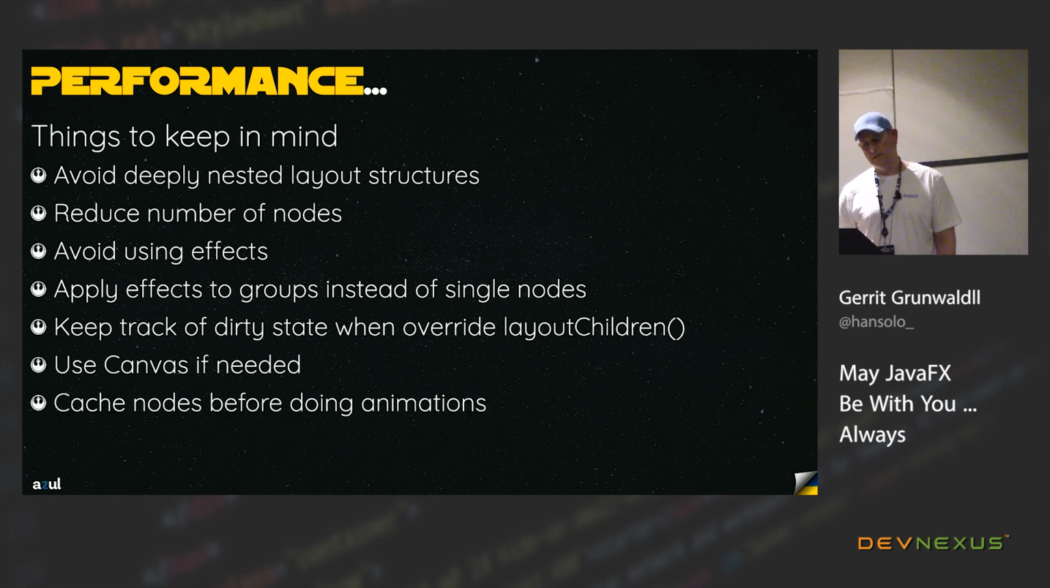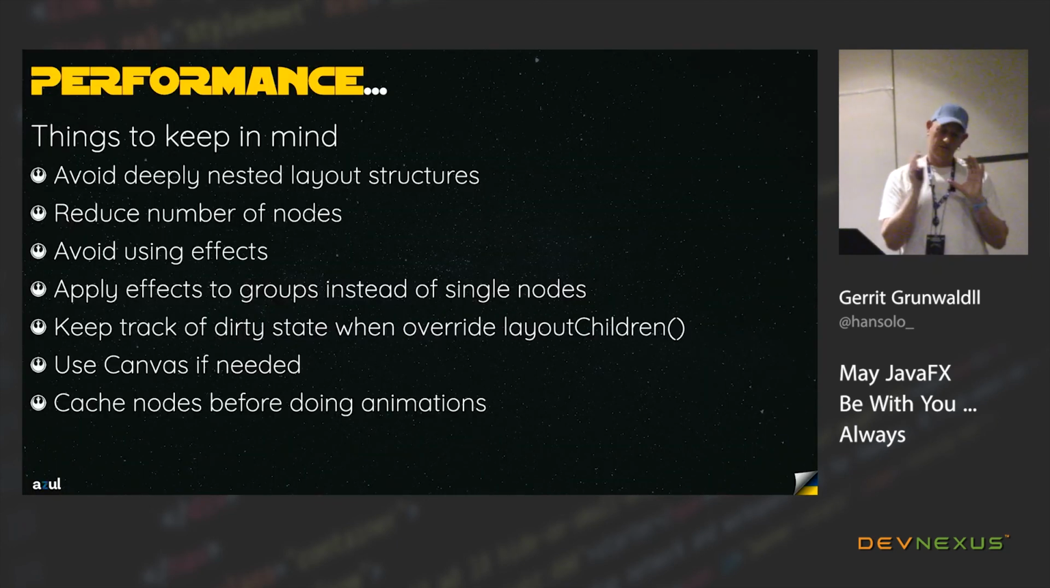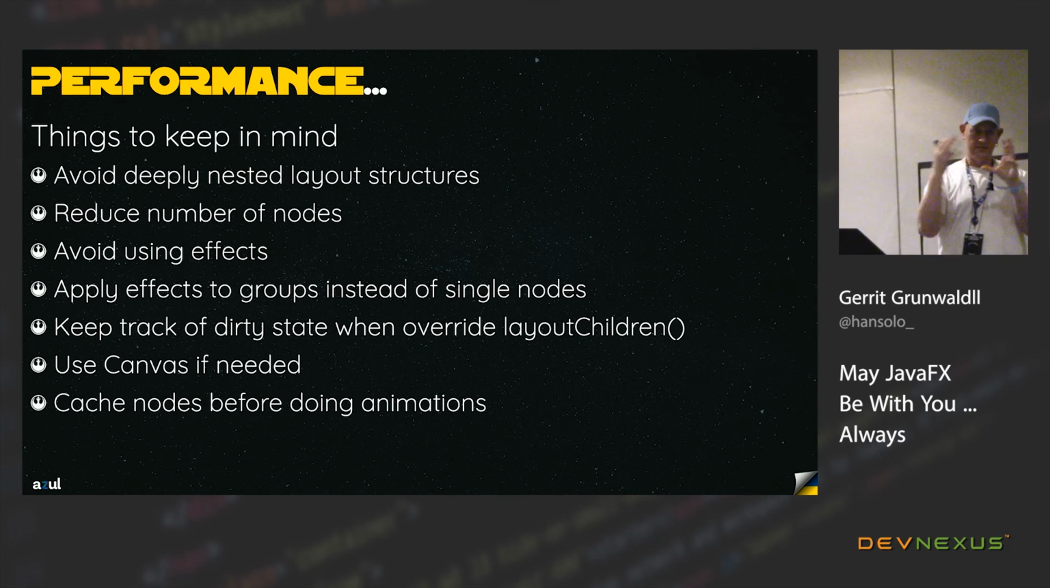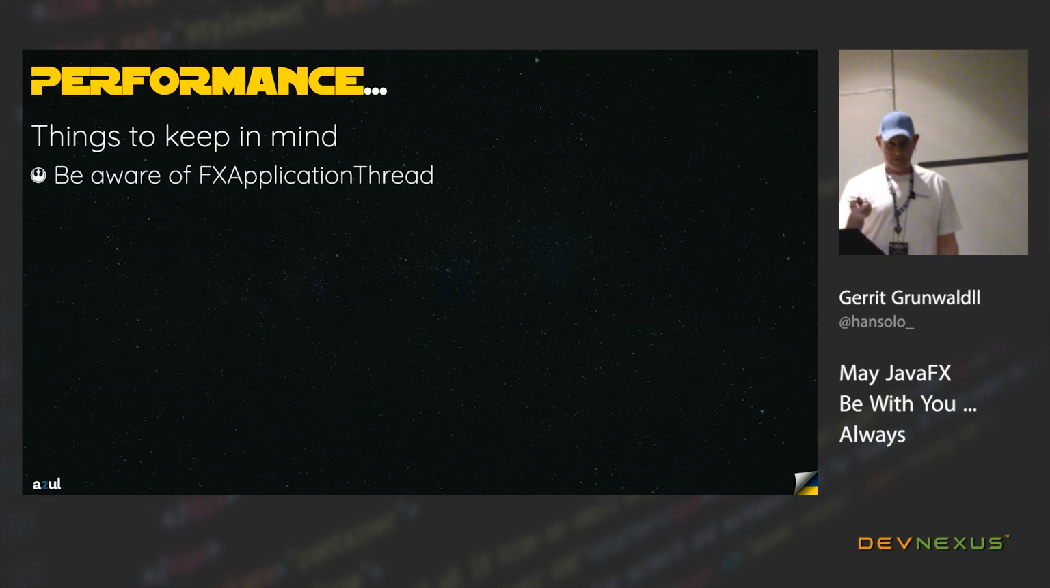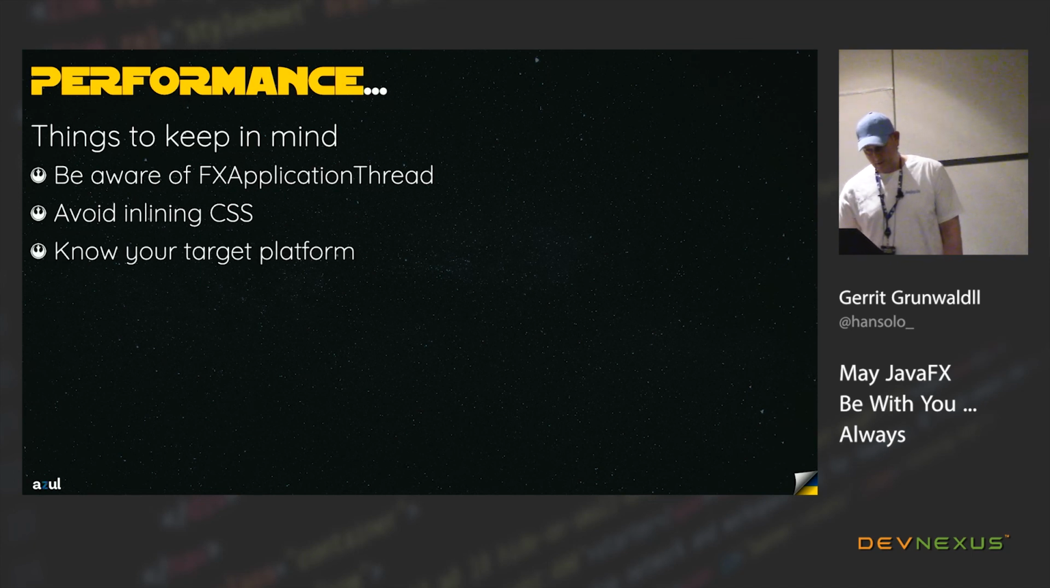Use Canvas if needed. Cache nodes before doing animations, right? If you animate nodes over your scene graph, you should cache them first, because what JavaFX does, it creates a snapshot, animates the image, and releases the image again to the nodes, and that helps. Be aware of the FX application thread. It's like the Swing EDT. Same goes for JavaFX. Avoid inlining CSS, not a good idea. Know your target platform. If you develop something for a Mac, which is really powerful, or a Windows machine, or for a Raspberry Pi, there's really a huge difference. The same application will run, but if it's not designed for a Pi, it will probably suck.